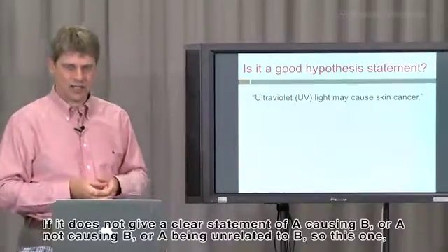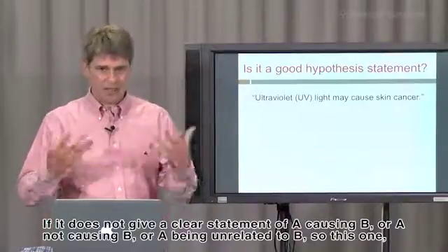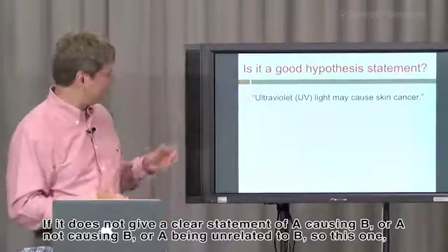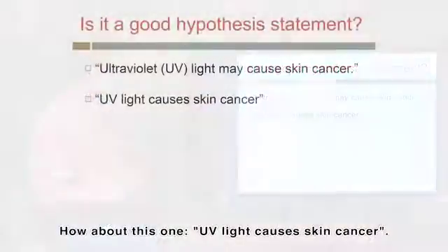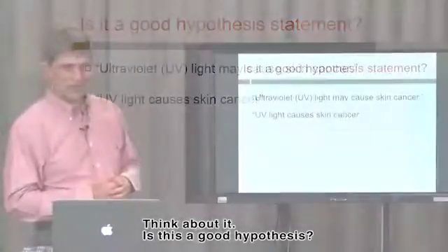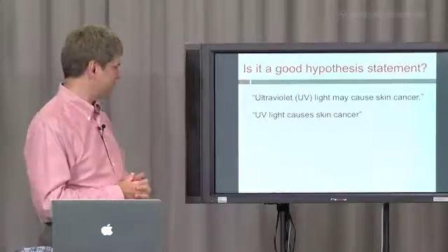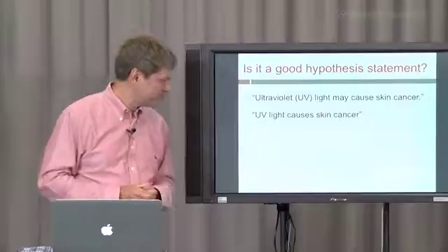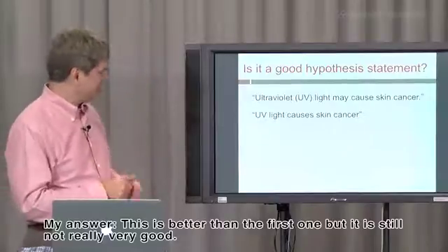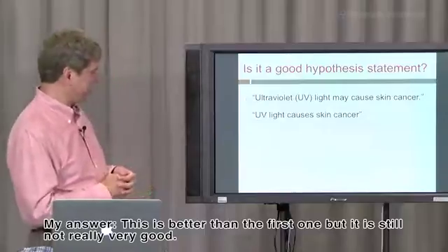It does not give a clear statement of A causing B, or A not causing B, or A being unrelated to B. So this one I don't consider to be a very good hypothesis. How about this one? UV light causes skin cancer. Think about it. Is this a good hypothesis? My answer, this is better than the first one, but it's still not really very good.